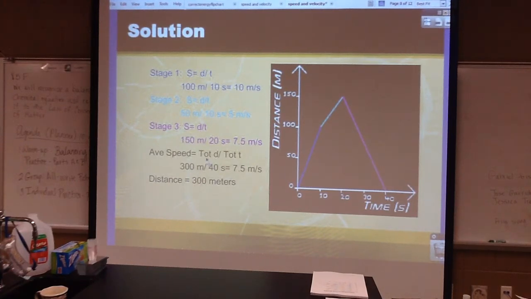For your average speed, you had to take your total distance divided by your total time. So we had a total distance of 300 meters and a total time of 40 seconds. And so we came up with 7.5 meters per second, and the total distance covered was 300 meters.